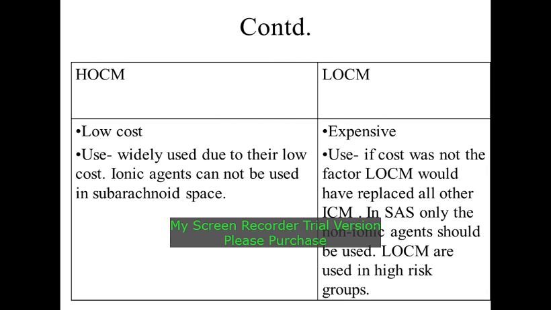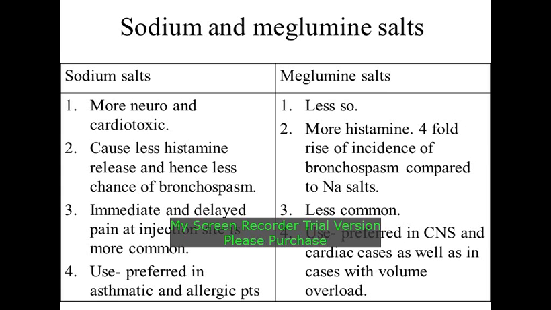Ionic agents cannot be used in the subarachnoid space. If cost was not the factor, then LOCM would have replaced all other ICM, and in the subarachnoid space only the non-ionic agents should be used. LOCM are used in higher risk groups.